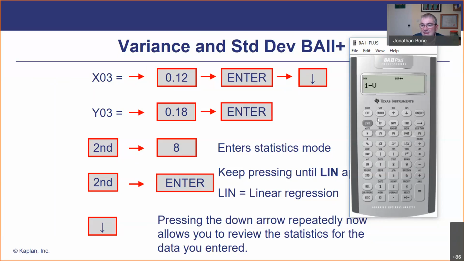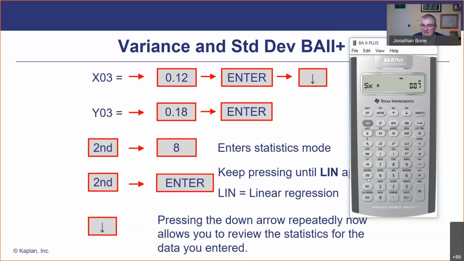So second and enter, and you just press second and enter until you see lin. And lin, of course, stands for linear regression. Now, when I press down, you can see it says n, and n is the number of paired observations in this case. So I've got 3 paired observations, 3 lots of data for asset A and asset B. X bar, notice there is the mean return for asset A, 5%. Down again, SX. Now, SX is the sample standard deviation for asset A, okay? And of course, that's what we computed manually. Now, we're going to need this because we're going to calculate covariance in a second.